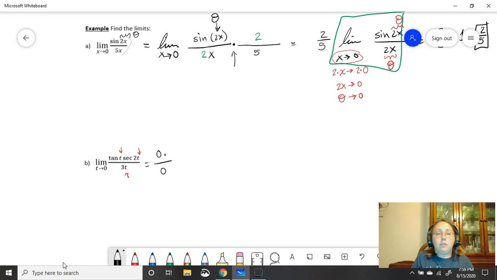Secant of 0. What is secant of 0? Well, secant is 1 over cosine. So 1 over cosine of 0, that's 1. So this is 0 over 0. All right, so we can't just plug it in.